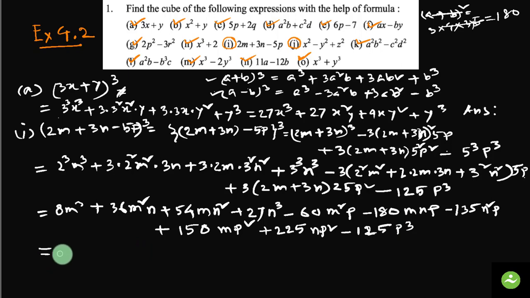Now we have to just look at the quantities. If there are similar quantities, we will add. Like if there is another m cube, we will add or subtract, whatever. So m cube, is there any other m cube? No. So it's okay. Then m square n, is there any m square n? No, there is not. Any n cube? No more n cube. Any m square p? No more m square p. Any more mnp? No more mnp. Any more n square p? No more n square p. Any more mp square? No more mp square. Any more np square? No more np square. Any more p cube? No, there is no more p cube. So it is done. There is nothing more to simplify.